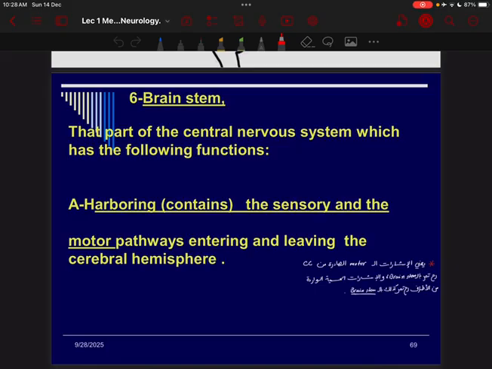فالبرين ستيم لأنه below cerebral cortex has the following functions. Number one, it contains or harbors the sensory and the motor pathway. The motor pathway is from the cerebral cortex through the brain stem to the spinal cord. The sensory system is from the spinal cord to the brain stem to the cerebral cortex. So out and in, out and in. Number one, which is very important.